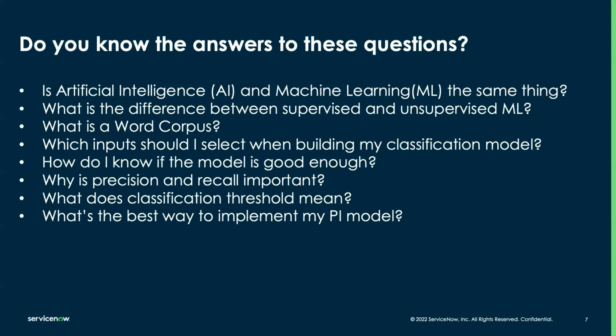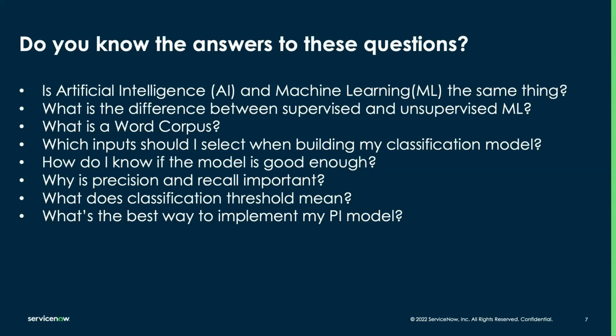Right away, when you're creating a model, you'll see what is a word corpus. So what is that? As you build out your classification model to predict things such as assignment group or category or priority, you have to select inputs. And so I often get asked, what inputs should I select? And then when your model is trained, how do you know if it's good enough?